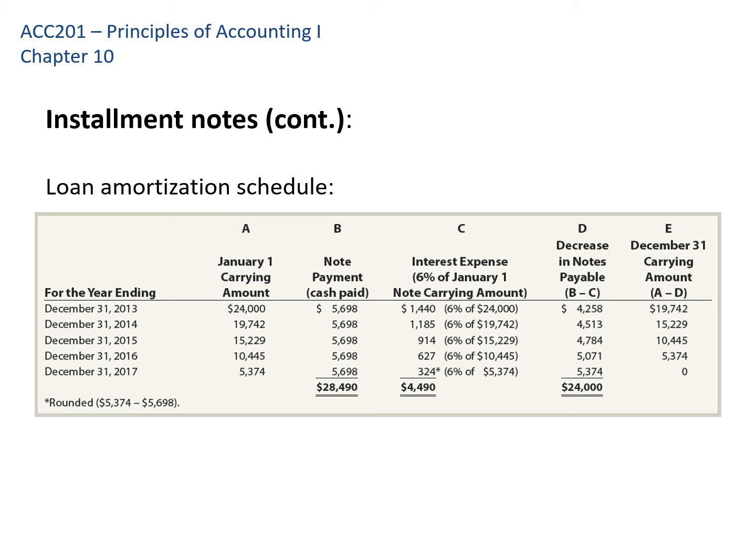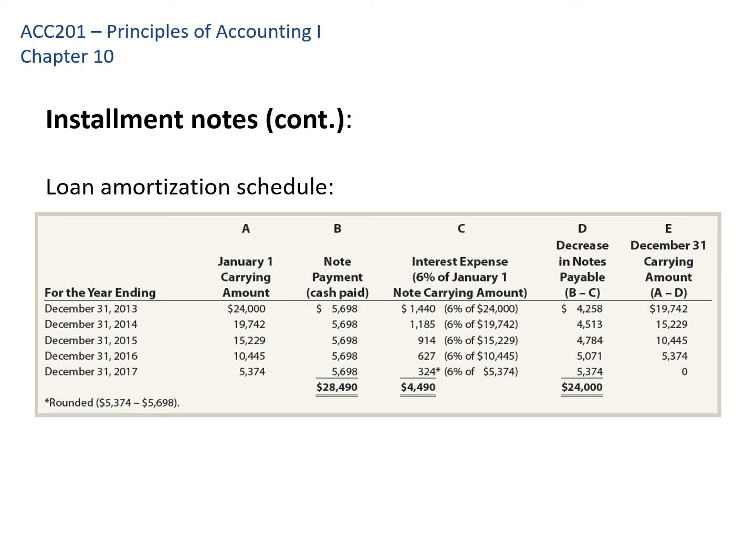We needed the principal reduction to equal the carrying amount of the loan, the 5,374. So we backed into the 324 of interest, and that leaves us with the loan paid off. We need this information because when we're recording that payment of $56.98 each year, I need to know how much of that I'm going to apportion to interest expense and how much I'm going to reduce the note payable.